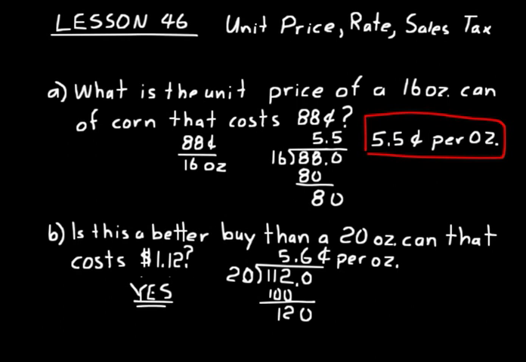So just to review here, whenever you have to calculate a unit price, whenever you're asked to find a unit price, you always put the money in the numerator. That's your numerator, and then the other unit is your divisor or denominator.